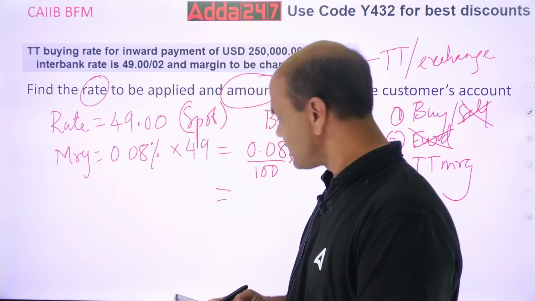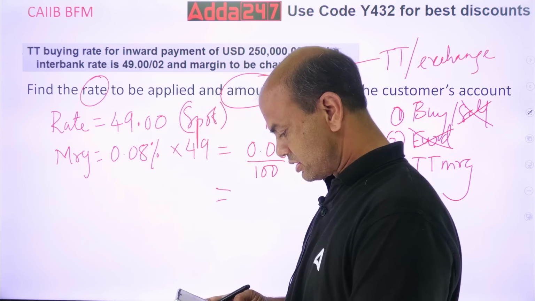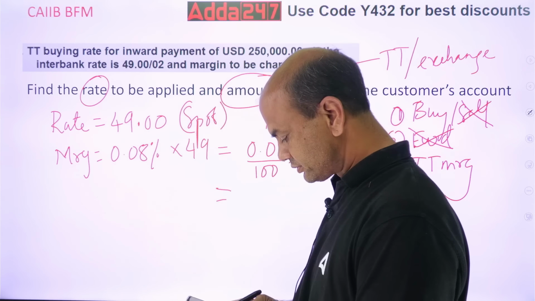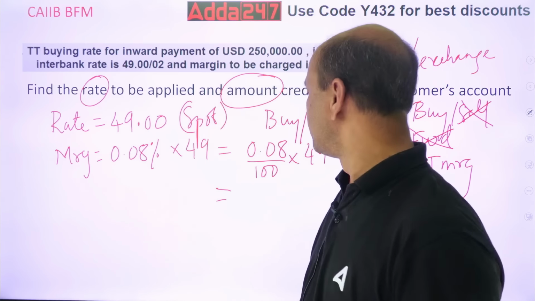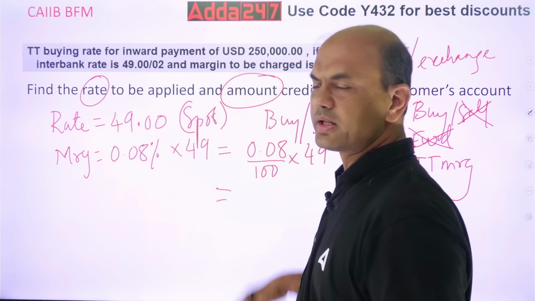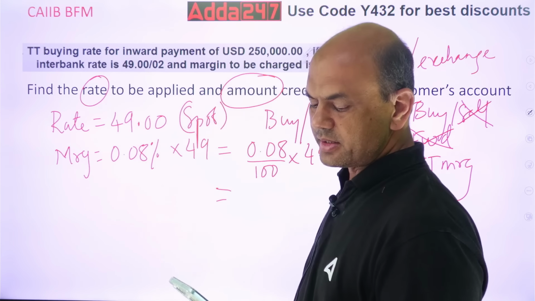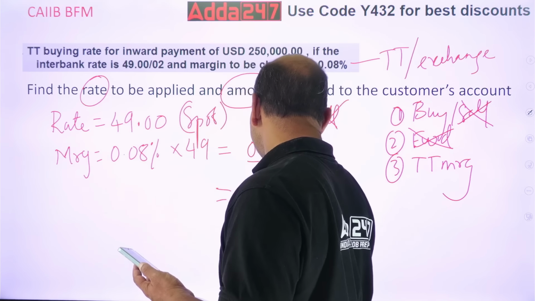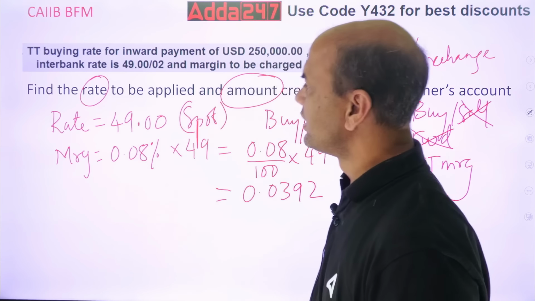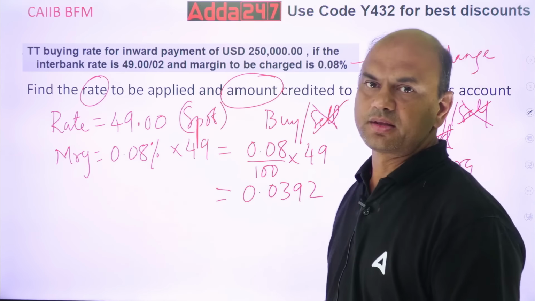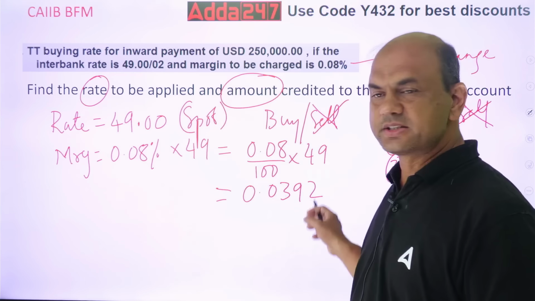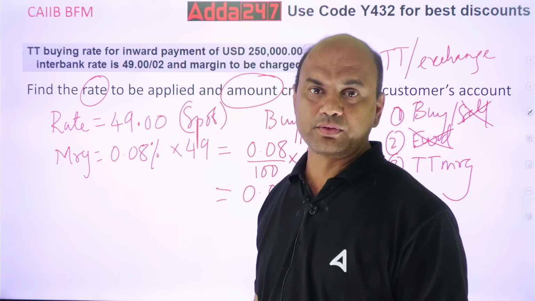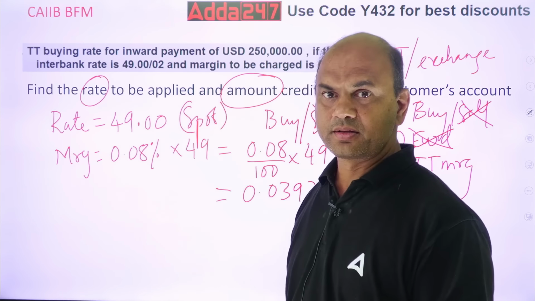0.08 upon 100 into 49. What are you getting? I am getting it as 0.0392. Now what do I do with this margin? Are you getting all this? 0.0392? Are all of you getting the same answer? Then it's okay.